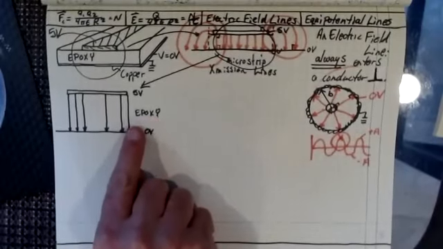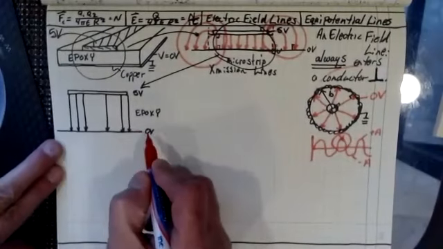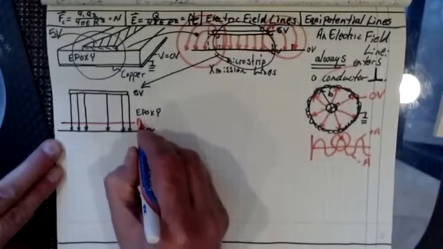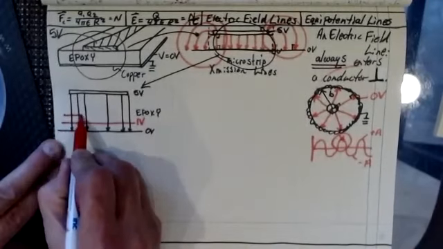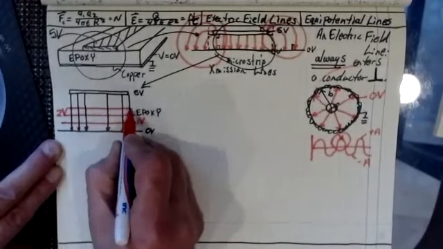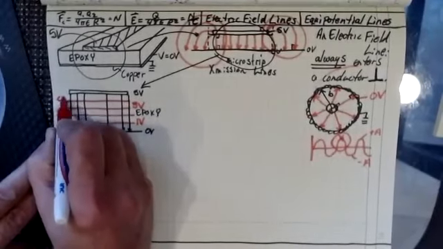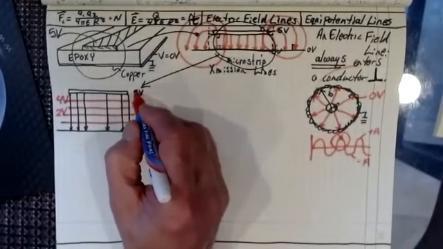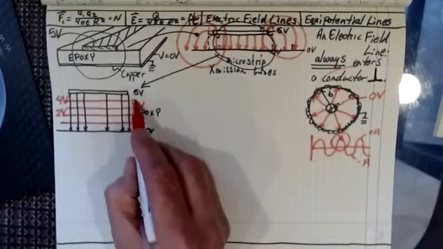Now, I've got my electric field lines going like that. Well, where are my equipotential lines? Well, that's 0 volts. Well, then isn't this right here 1 volt? Wouldn't this then be 2 volts and 3 volts and 4 volts? And then, of course, on the very top here, I've got my 5 volts again, don't I?